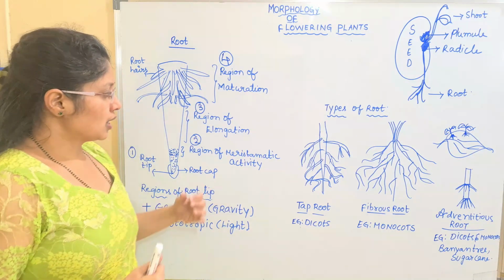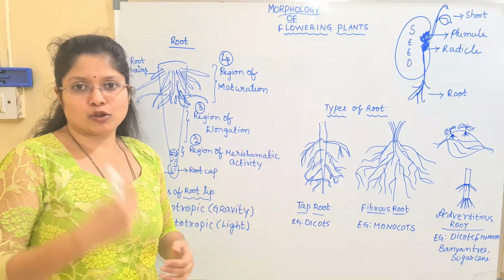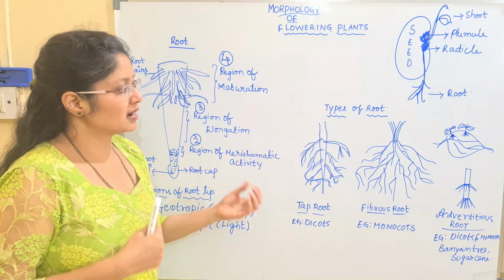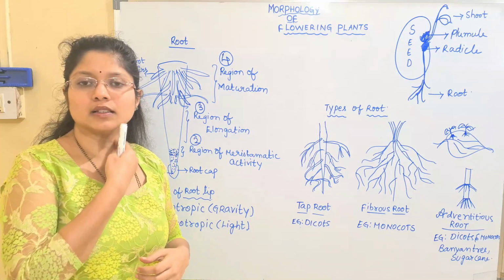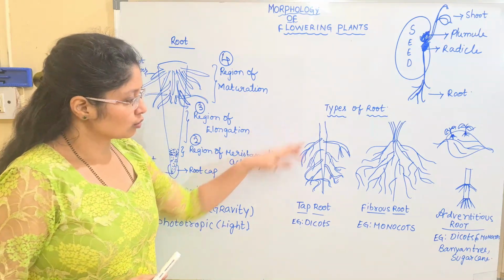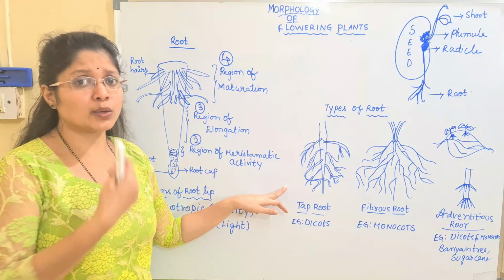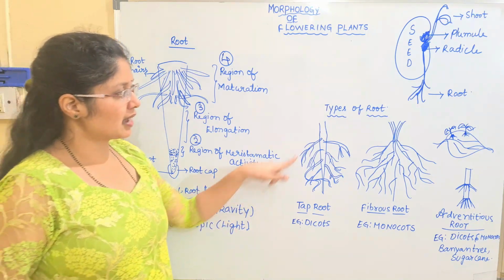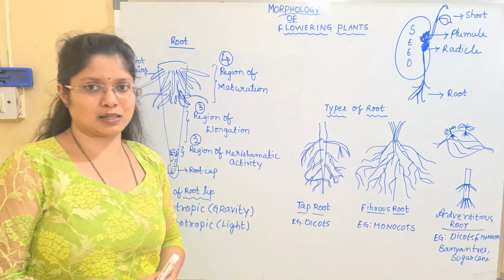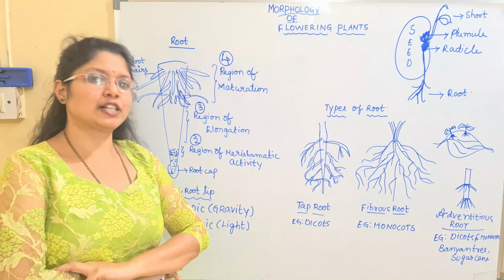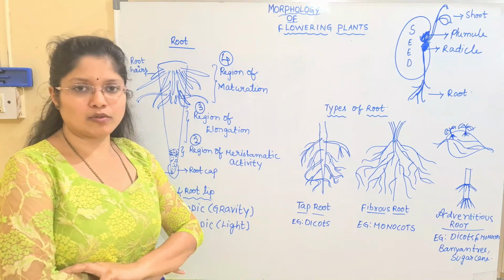Now we will try to learn about the types of root. Okay, so you will be understanding why I have explained regarding the radicle and plumule. So mainly when you are learning with the types of roots, here we have 3 types of root systems. All the plants will mainly show these 3 types of root systems.